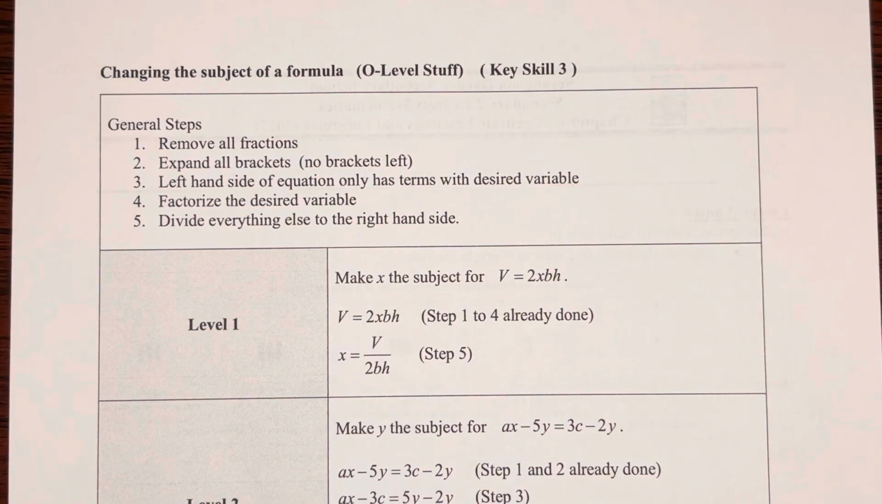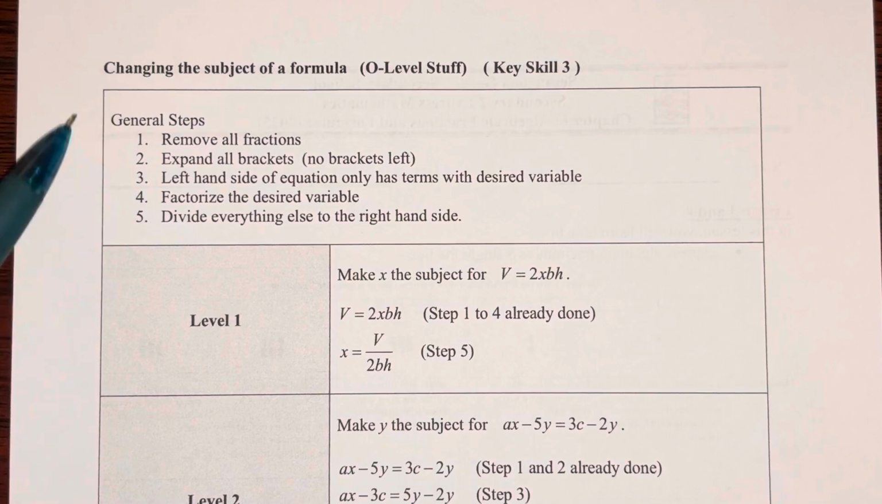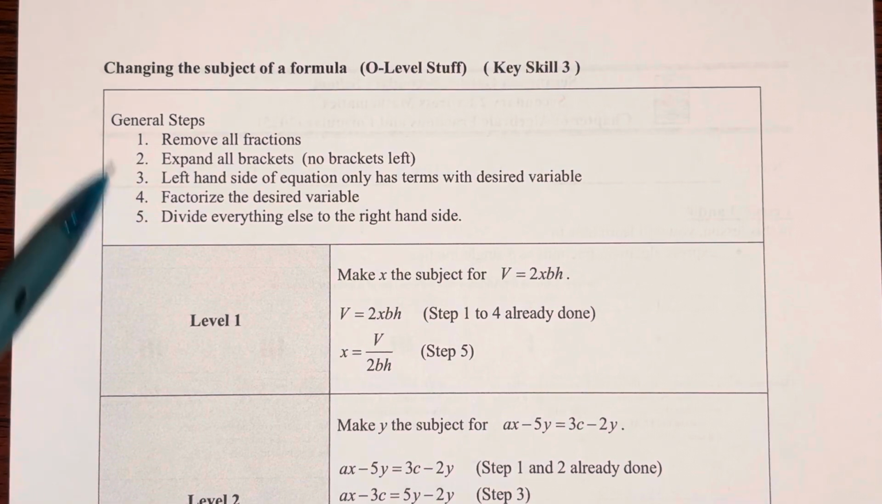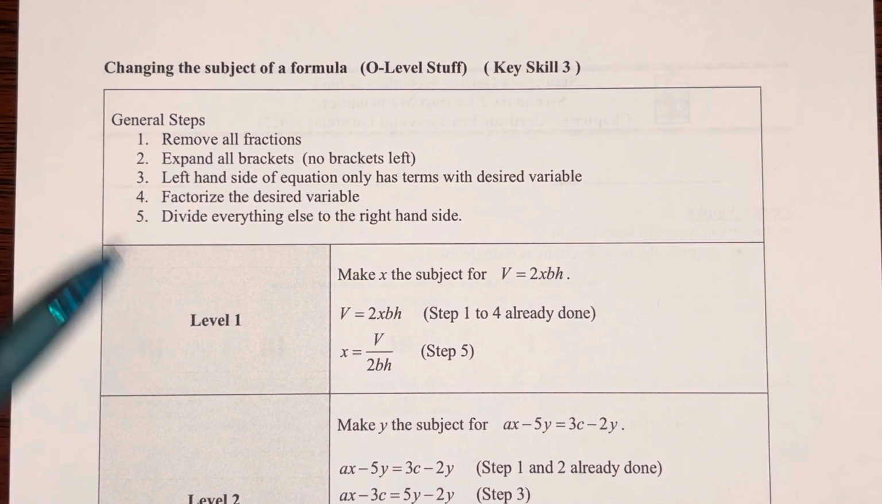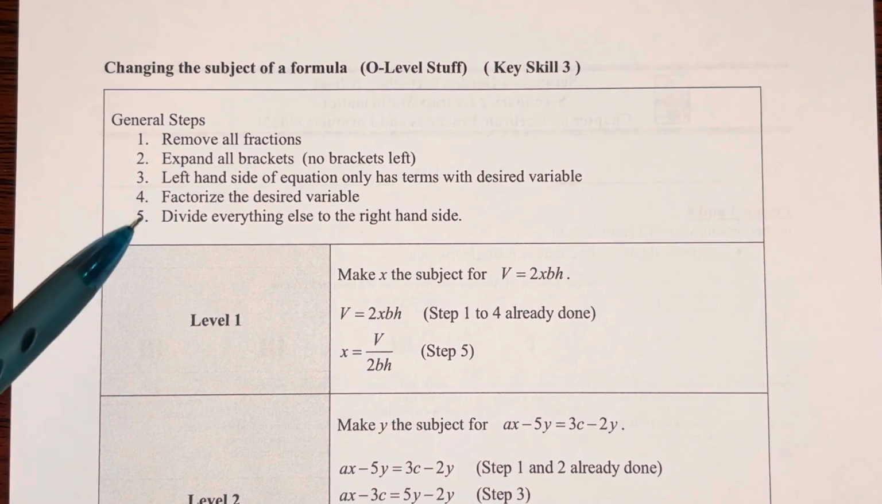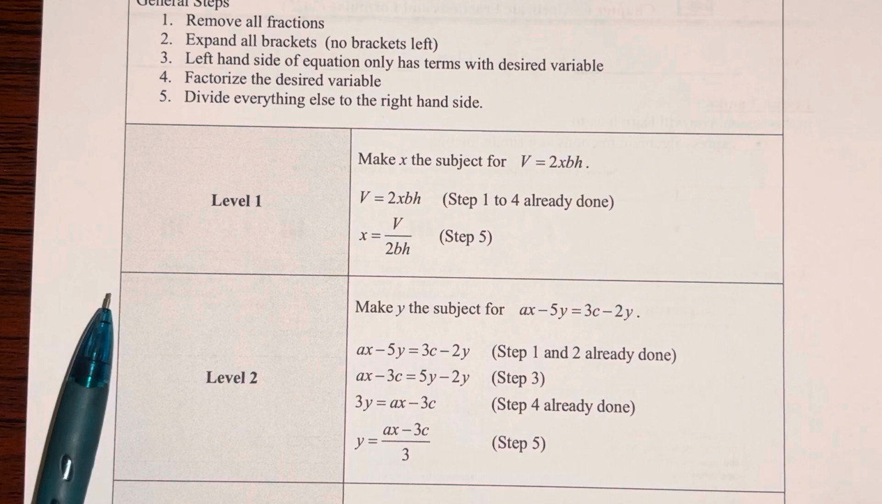So we are now at the proper place where we learn the O-level stuff. Again, I start with the general steps. These are the general steps, but this will be for the most standard kind of question in O-levels. If it gets easier, you may not use all the steps. If it gets harder, you may have to do extra things. But generally, these 5 steps will cover most of the patterns. Okay, so let's do it from the simplest to the hardest.